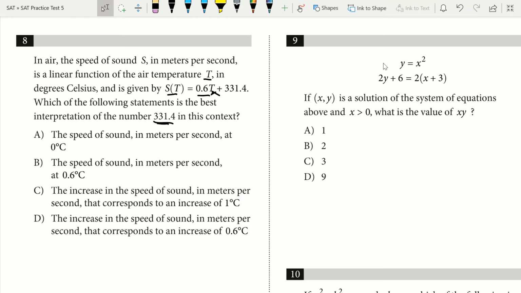Well, that's going to be where T equals 0, right? If T is 0, then that means I'm at 0 degrees Celsius, and I have 0 plus 331.4, which means the speed of sound in meters per second at 0 degrees Celsius is the meaning of 331.4.